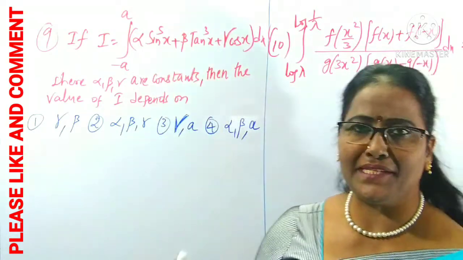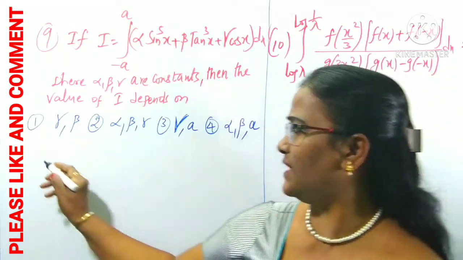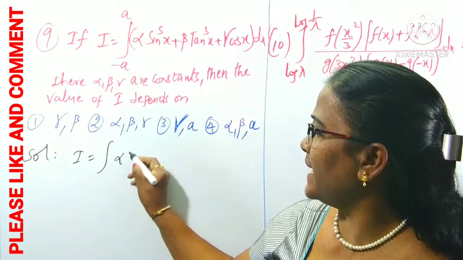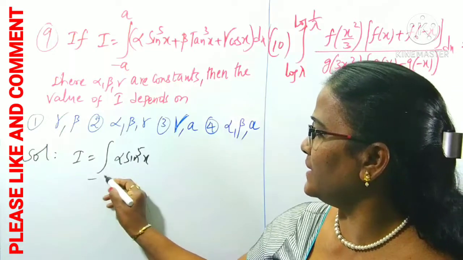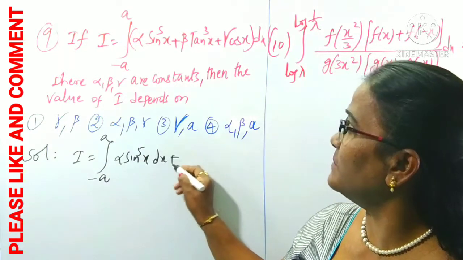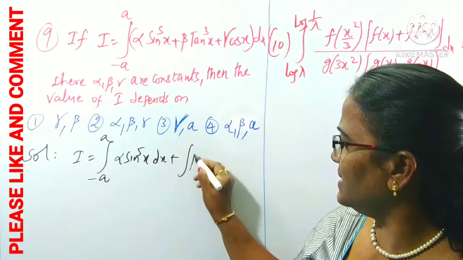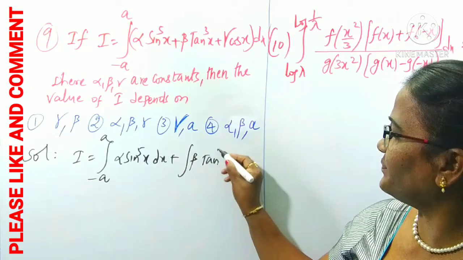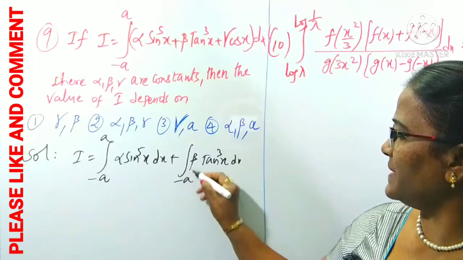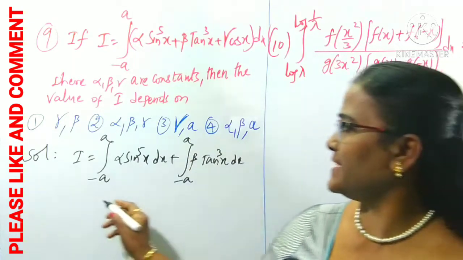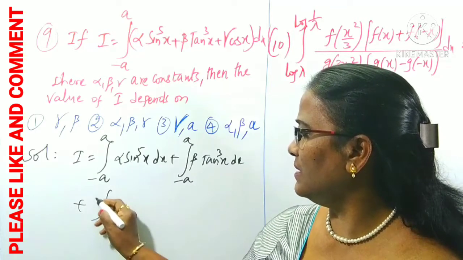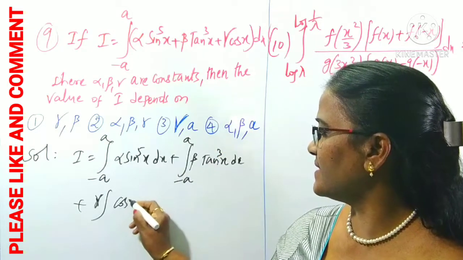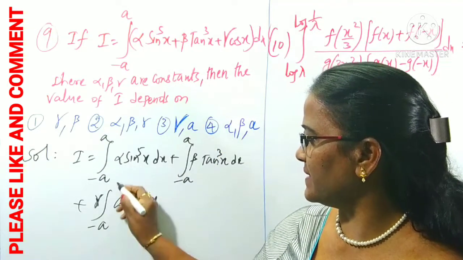In this question, the limits are minus a to a form. Make the separation of terms, as we already did in some questions. What is the first term? I is the integral of alpha sine power 5x from minus a to plus a dx, plus beta tan cube x from minus a to plus a dx. Alpha, beta, gamma are constants, so we can take them inside or outside. Plus the next integral, gamma taken outside, cos x dx from minus a to plus a.